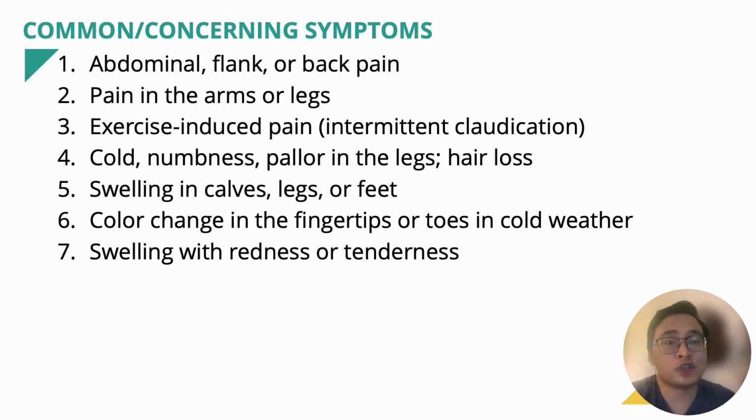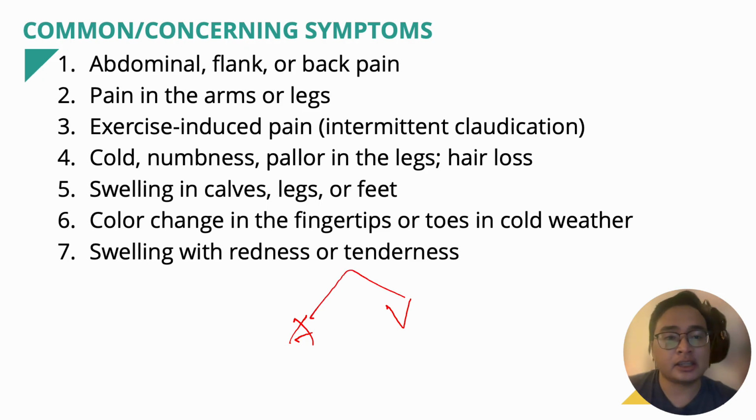So here we have a list of common or concerning symptoms. But before we start memorizing this list, I would like to first explain the rationale behind the different diseases. Okay? So peripheral vascular disease could be either a problem in the arteries or veins. Okay? Arteries bring blood away from the heart, while veins bring blood back toward the heart.